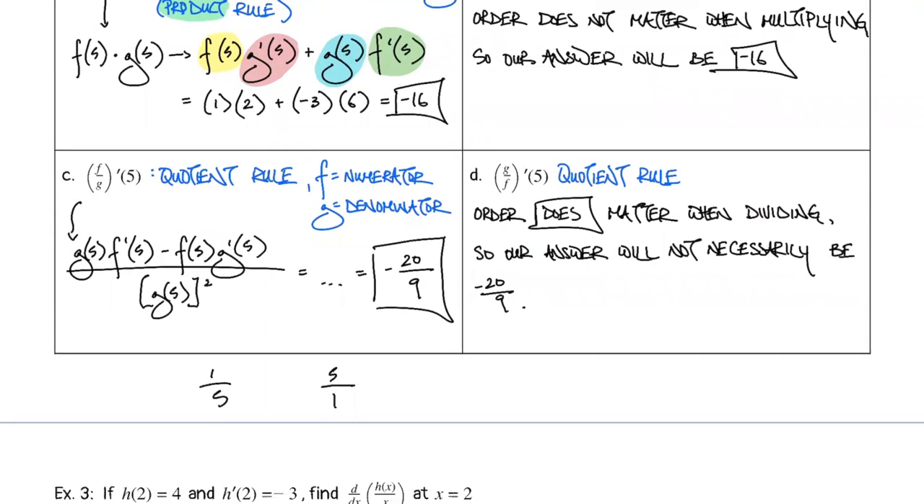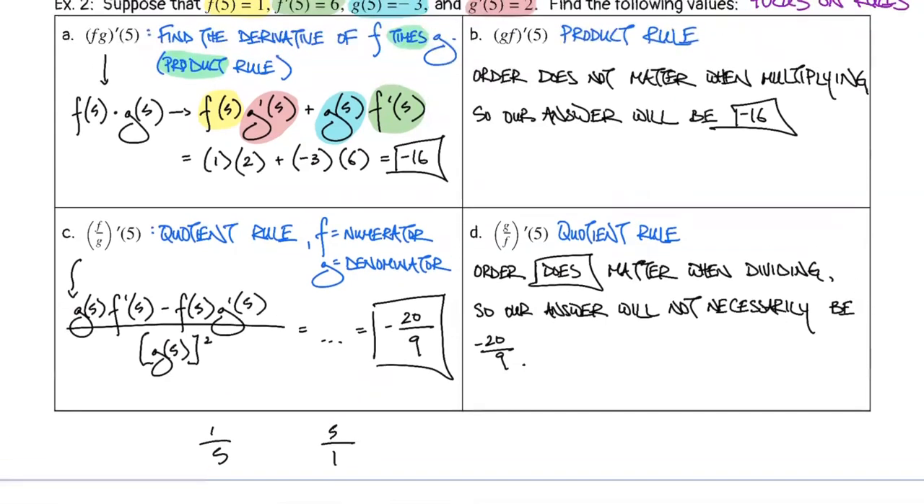Exactly. So anytime we're dividing, the order is going to matter. In this case, we can see that 5 divided by 1 is a whole number, and 1 divided by 5 is not a whole number. Those are different. That's why, when we use the quotient rule, the order matters when we divide, and the order matters in terms of where we plug things into the quotient rule. So on multiple levels, the order matters.